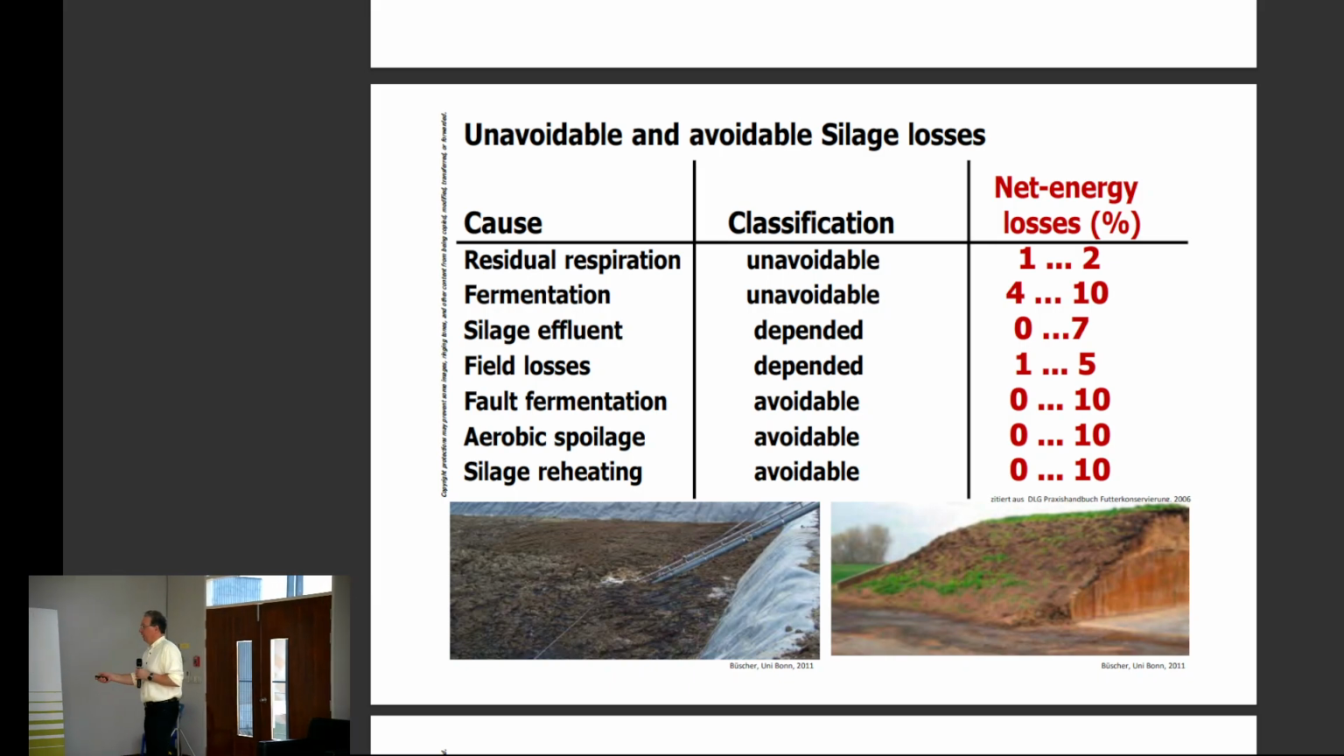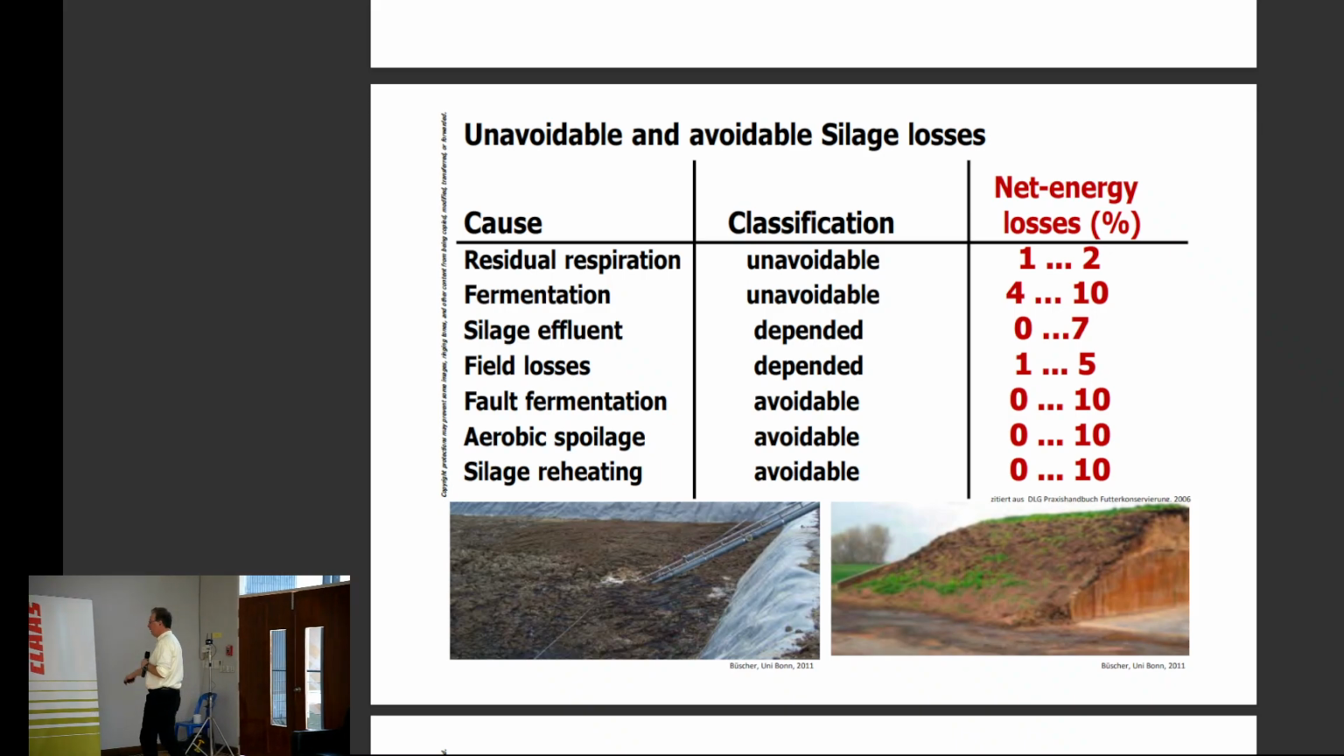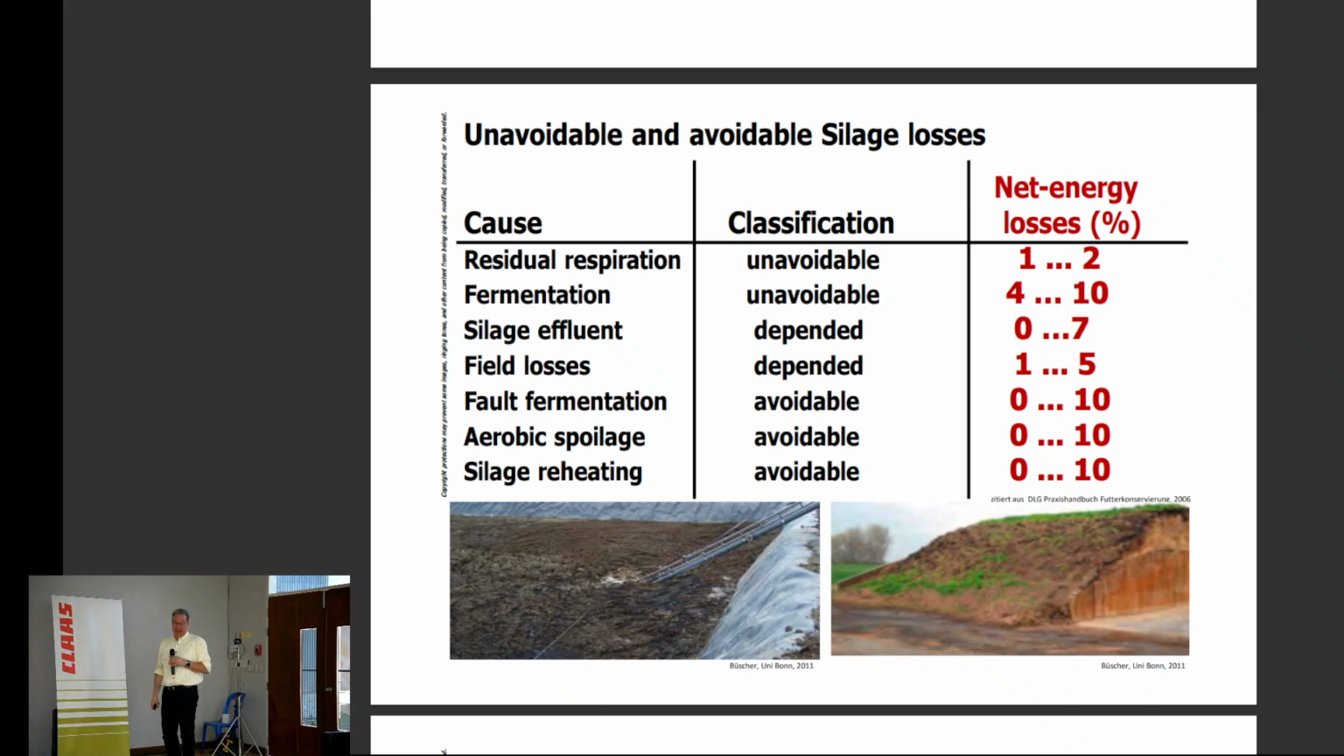Then there might be silage effluent. If you have a biogas plant, you don't have to worry. If you have a dairy, you might worry, depending on whether there is a lot of effluent or not. You have field losses, we talked about it. You have faulty fermentation. You have aerobic spoilage, that means you open it and too much air can get in. And then, of course, you have preheating. And then you can start adding up those numbers to see what my actual losses are.